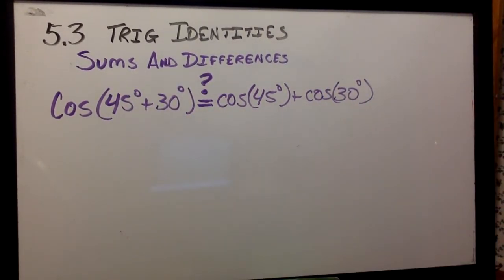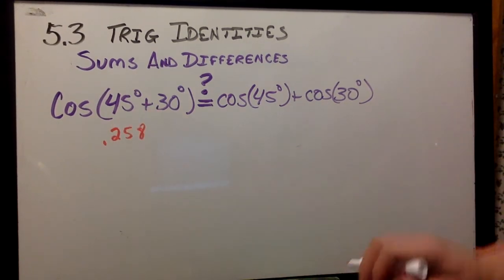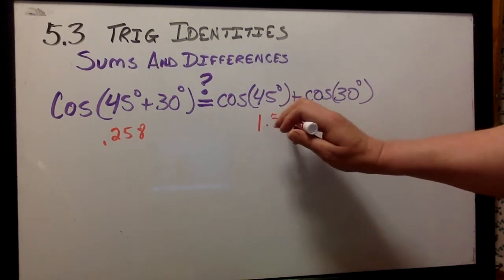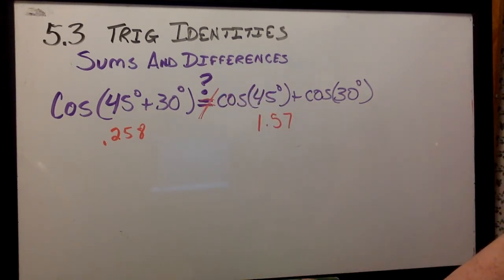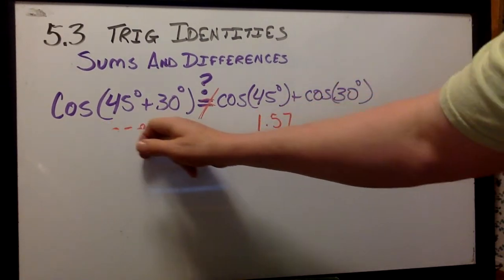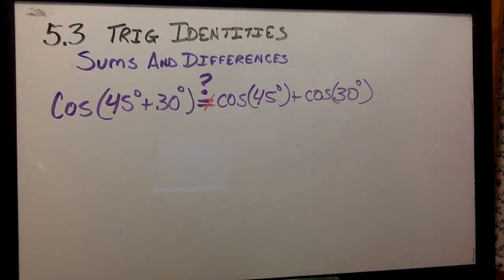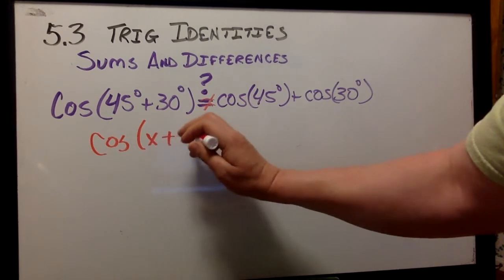The cosine of 75, if you plug it in a calculator, is 0.258. And if I do this individually plus this, I get 1.57. So what did we just prove? We just proved that they are not equal. Hopefully you open the notes page that I sent you, and this is the first part of those notes. The question is, are they equal? The answer is no. So what can we do with something like the cosine of x plus y?